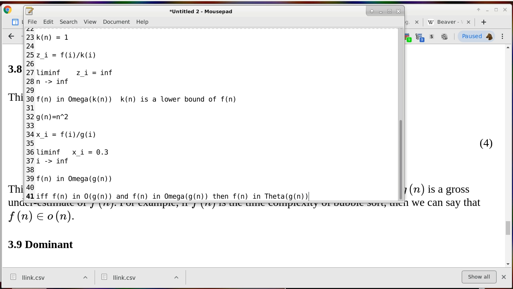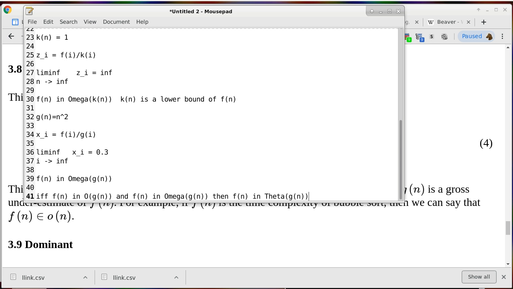Our f of n is not exactly a square, but it has that component. So as n gets larger and larger, the two curves become almost exactly the same, with only a scaling difference in between, which is 0.3 in this case. Is that okay? All right.